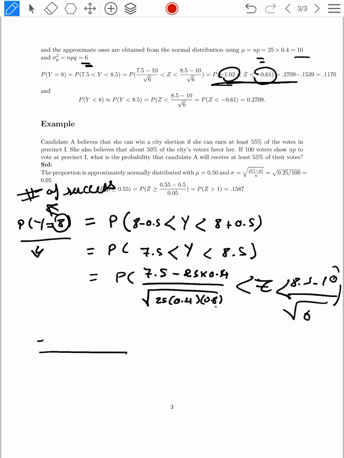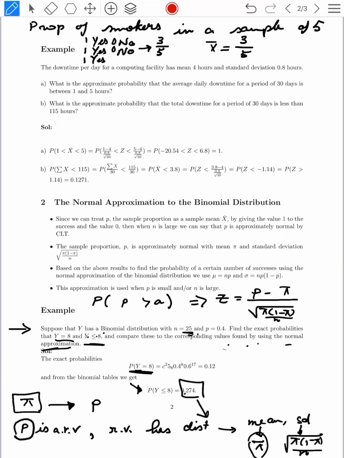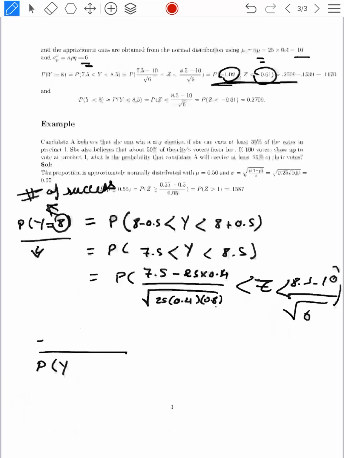Now the question is asking us to find the probability y less than or equal to 8. So let me teach you one thing. In order to use this approximation with y equals 8, I'm going to draw the number line. So here is 8. It should be y less than or equal to 8, but let me see how I solved it here.